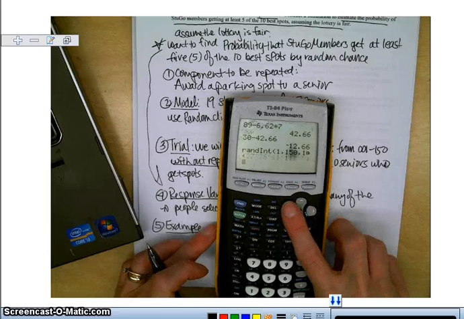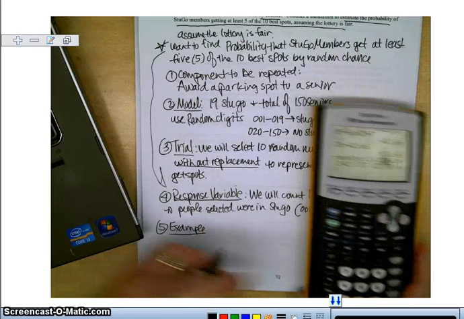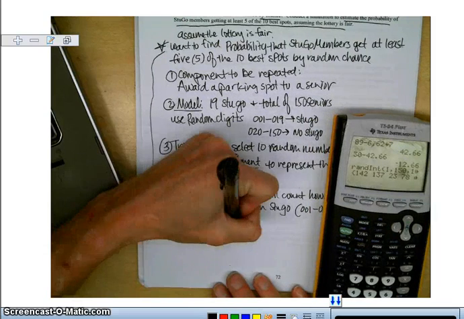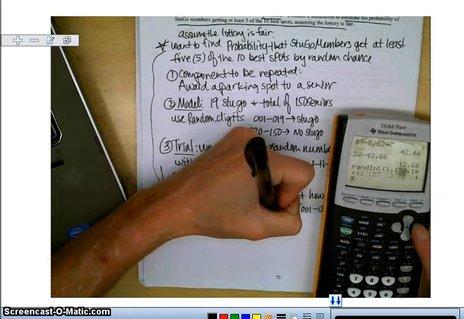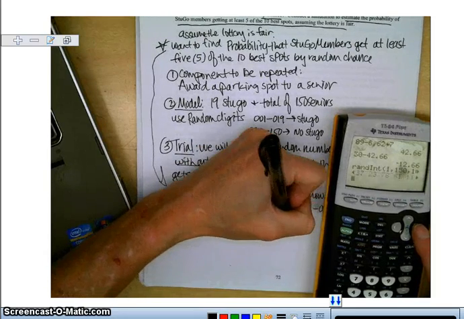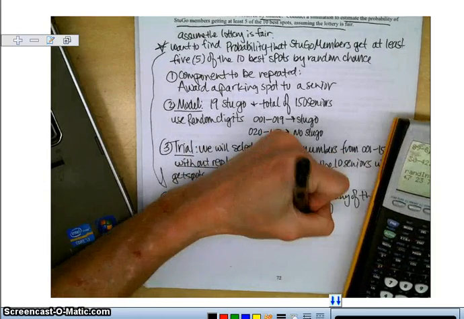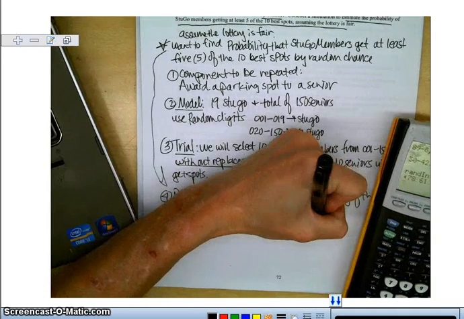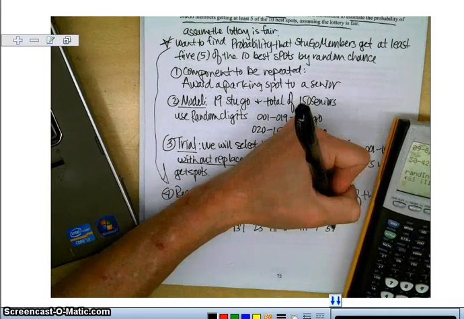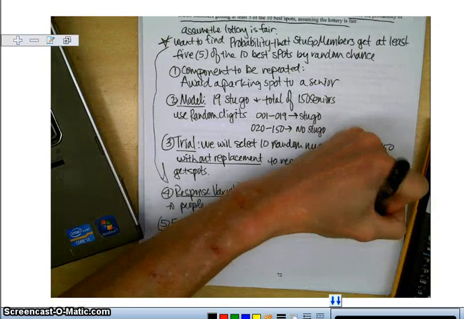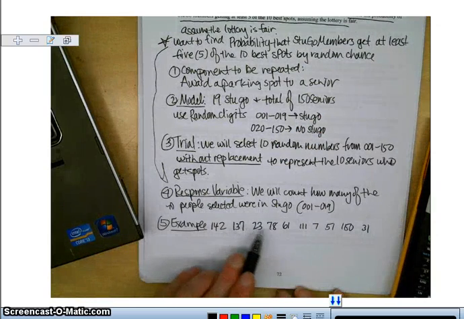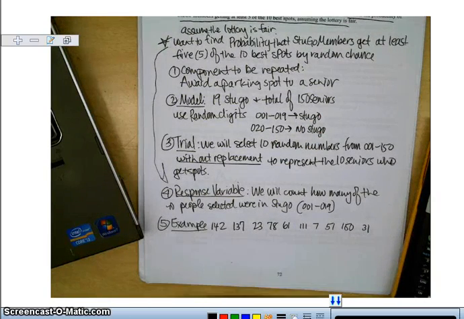Probably best if I just write them down. So here's my example. I had 142, 137, 23, 78, 61, 111, 7, 51, 150, and 31. It looks good. I've got 1, 2, 3, 4, 5, 6, 7, 8, 9, 10. So there's my first trial. There are no repetitions in there.